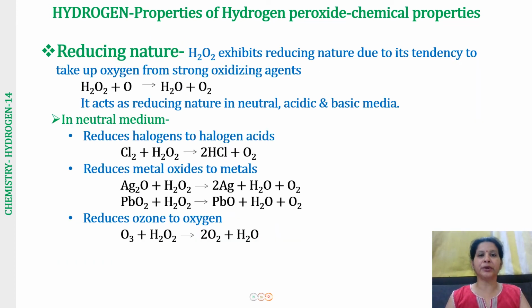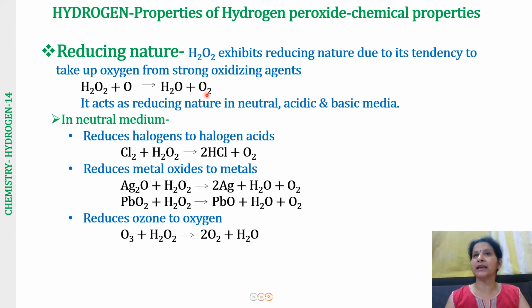Next, moving on to the reducing nature now. So H2O2 exhibits a reducing nature because of its tendency to take up oxygen from strong oxidizing agents. So for oxidizing agents which are stronger than H2O2, H2O2 is going to take an oxygen from them and form water and oxygen. So now what you will be seeing in the reduction reactions is that oxygen will be evolved. In the oxidation reactions, what you saw was that either water was being produced or OH ions were being produced. But now in the reduction reactions, you will always see that oxygen will be evolved.